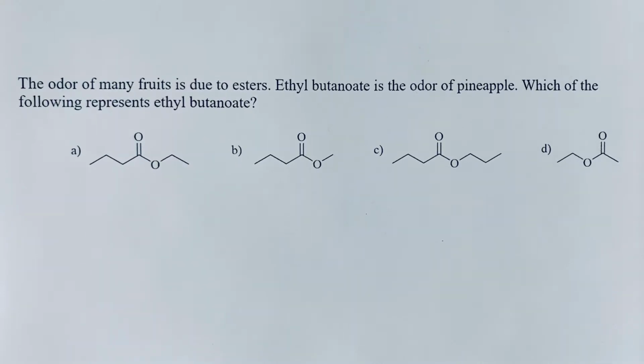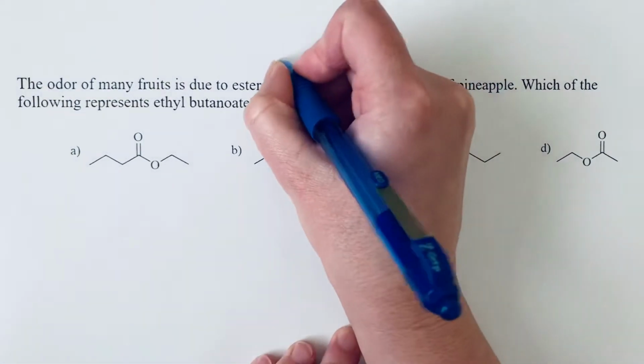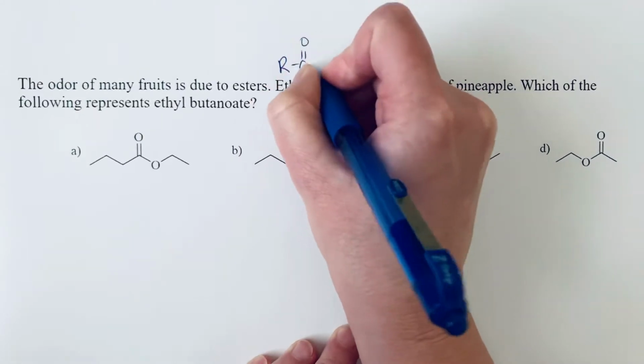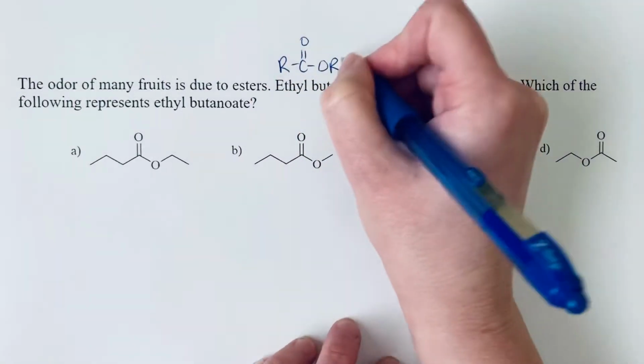The odor of many fruits is due to esters. So ethyl butanoate is the odor of pineapple. Which of the following represents ethyl butanoate? So if we are looking at an ester, we are looking at this general formula.